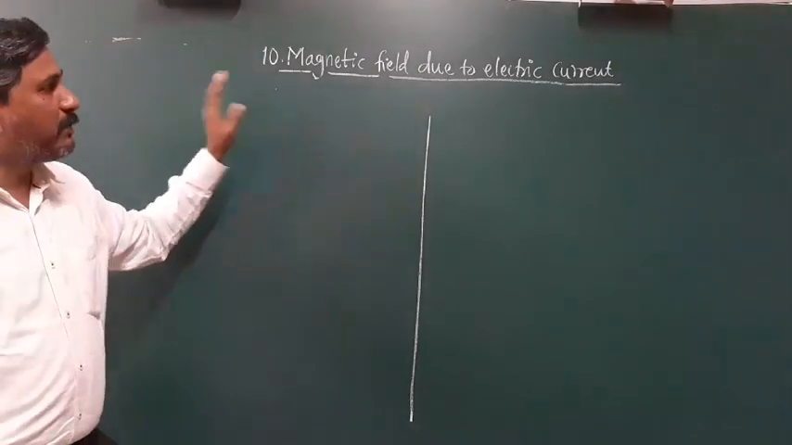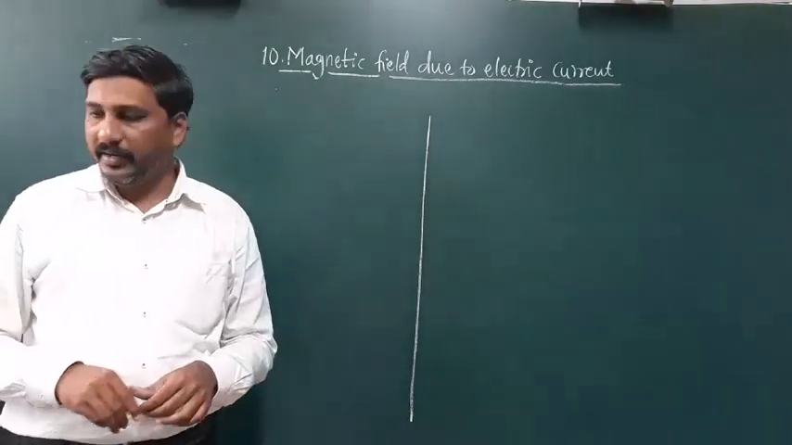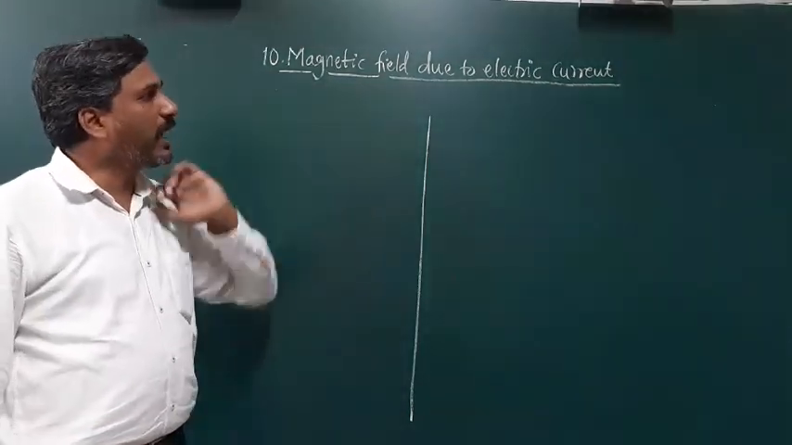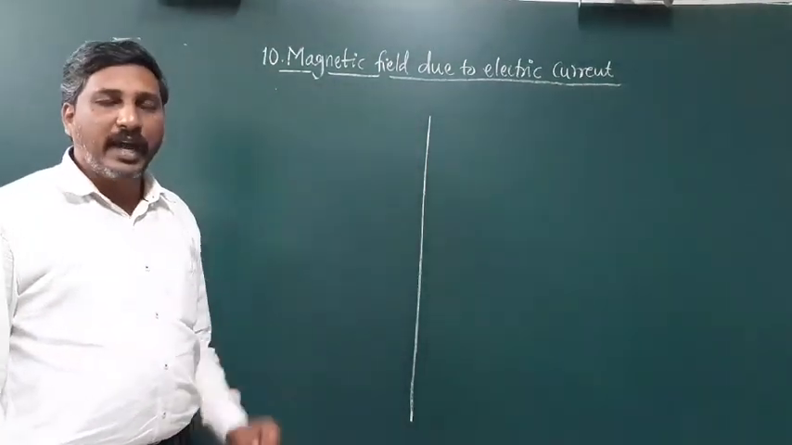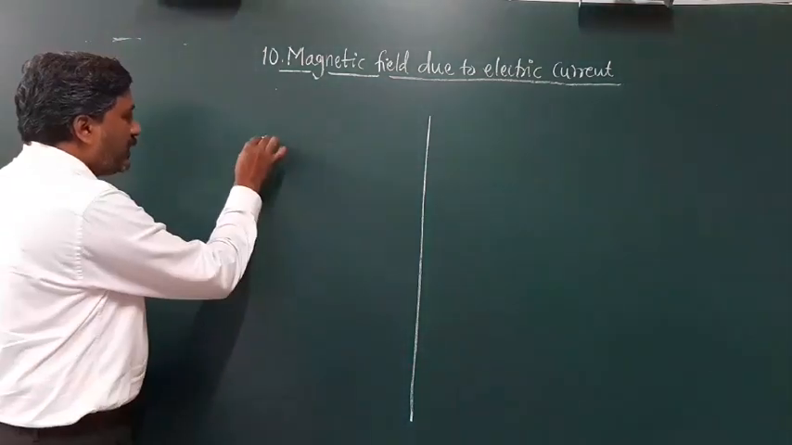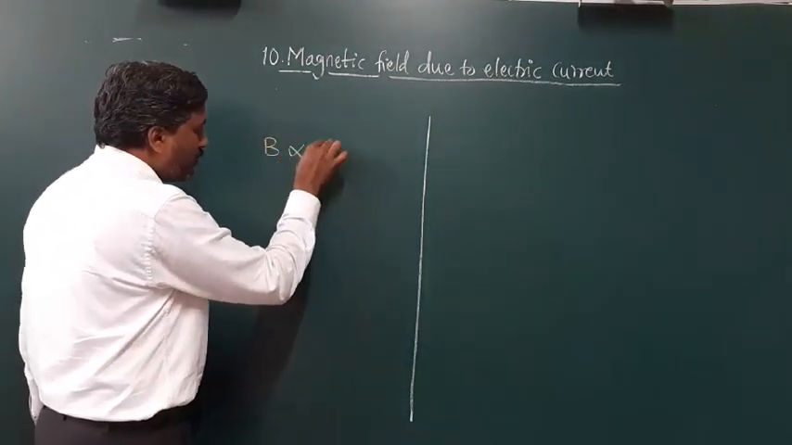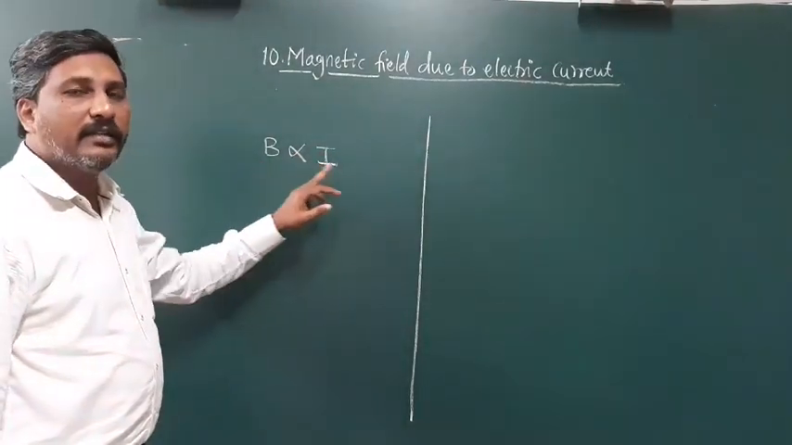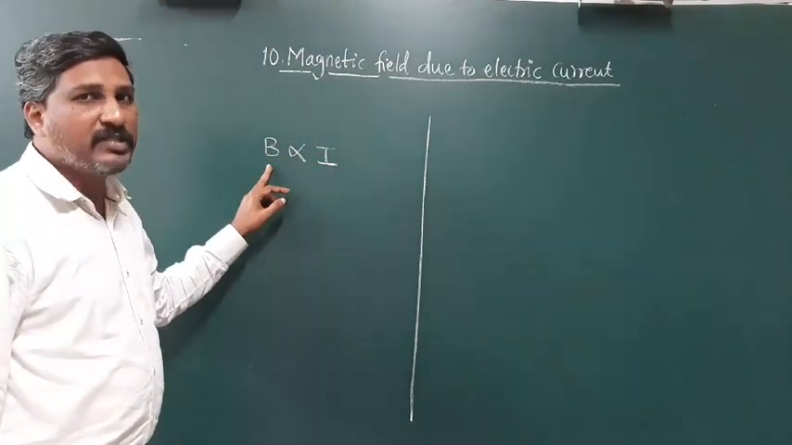Yesterday we started the chapter magnetic field due to the electric current. When a current is flowing through a conductor, around the conductor a magnetic field is produced. And that magnetic field is directly proportional to the amount of current. As we change the direction of electric current, the direction of the magnetic field changes again.